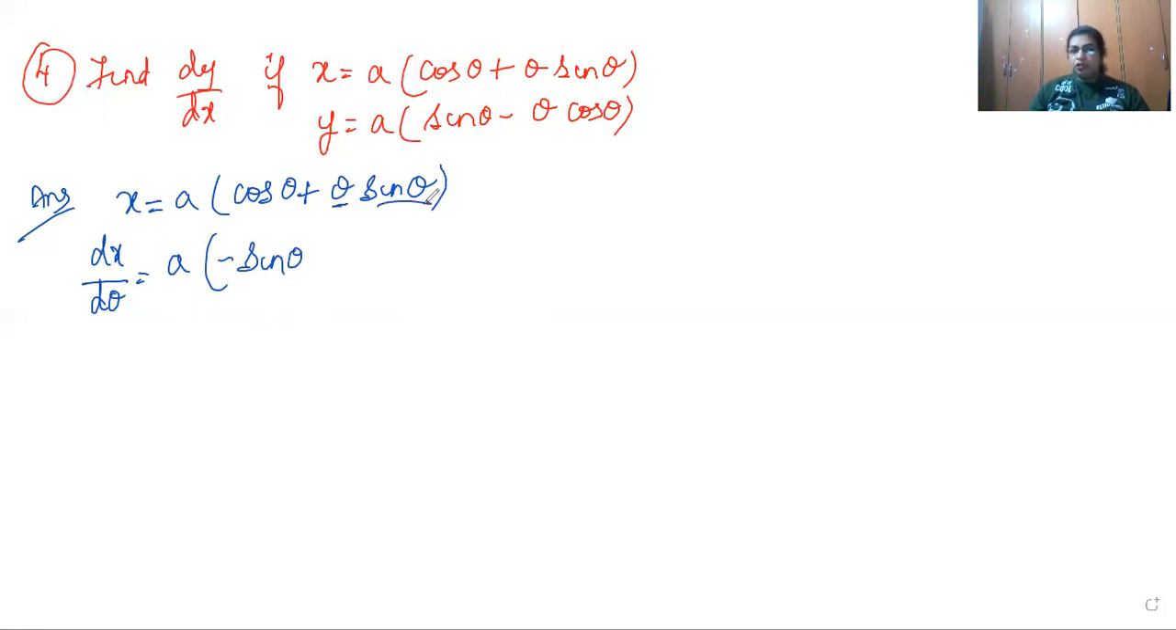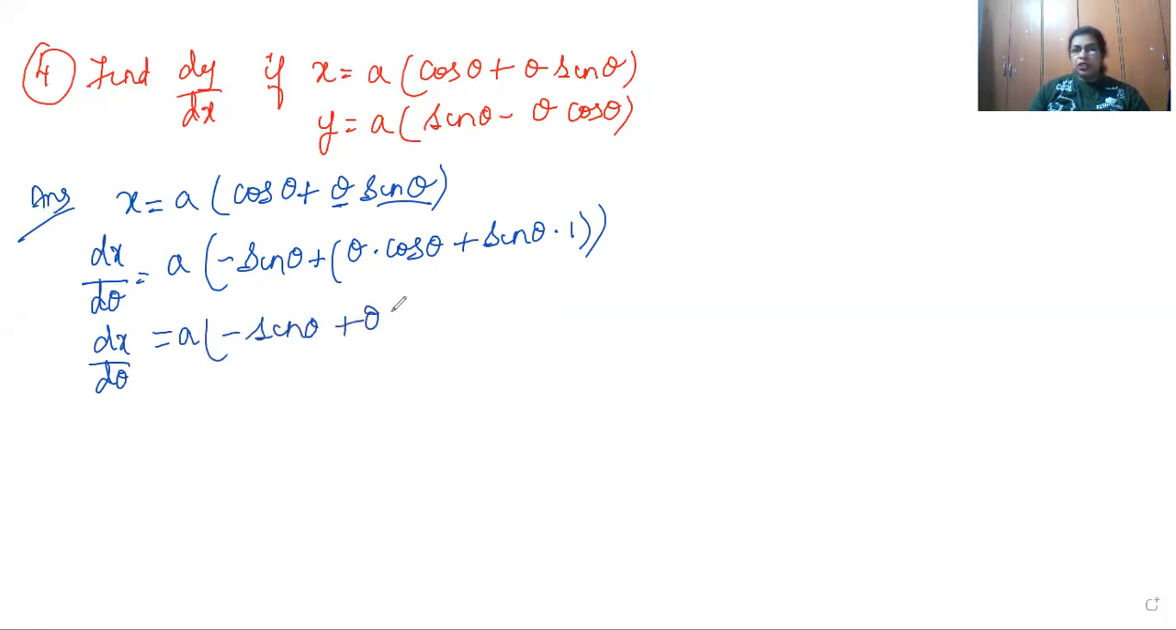Okay, now there are chances for students going wrong here. This is the product rule. Please listen here. You have 2 terms, so use the product rule. Plus, put a bracket: first term into derivative of sine theta, which is cos theta, plus second term sine theta into derivative of theta, which is 1. So now open the bracket. So dx by d theta is equal to a into minus sine theta plus theta cos theta plus sine theta.